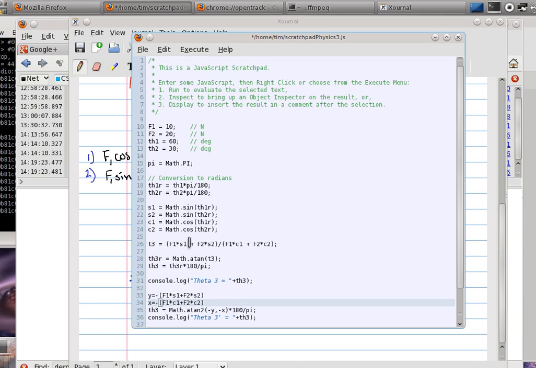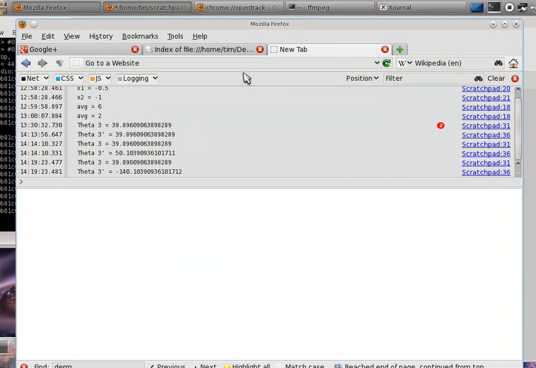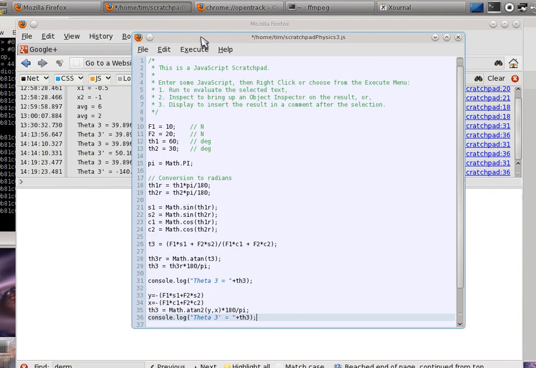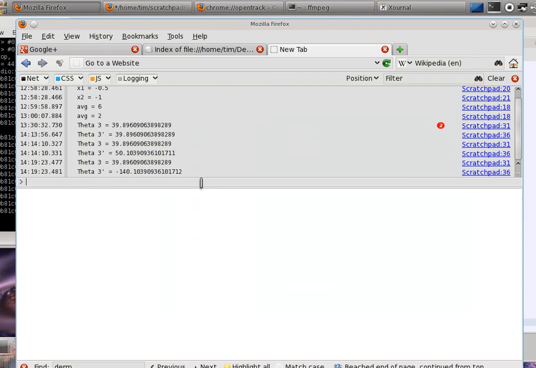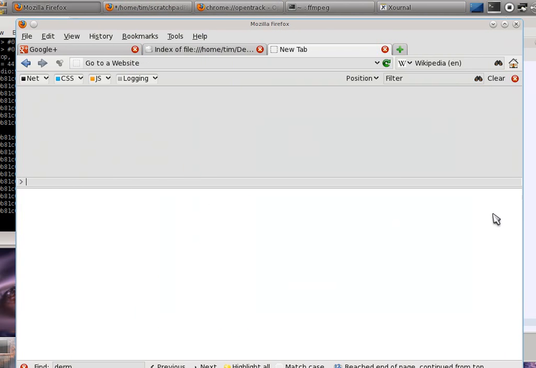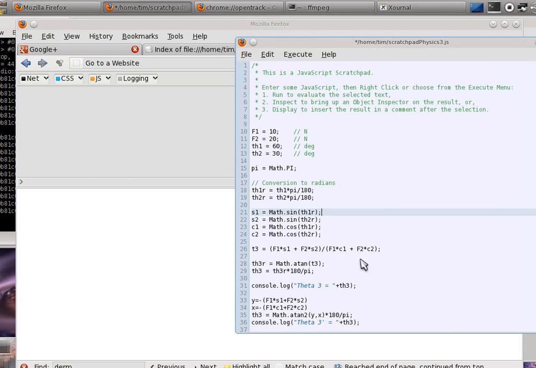So again, from before, we defined S1 as the sine of theta 1, S2 as the sine of theta 2, and so on. Let's take these negative signs out. And let's make sure that we are on the right window so that we have proper scope. Alright. And now clear. Alright. And let's run it. That's a really interesting result.